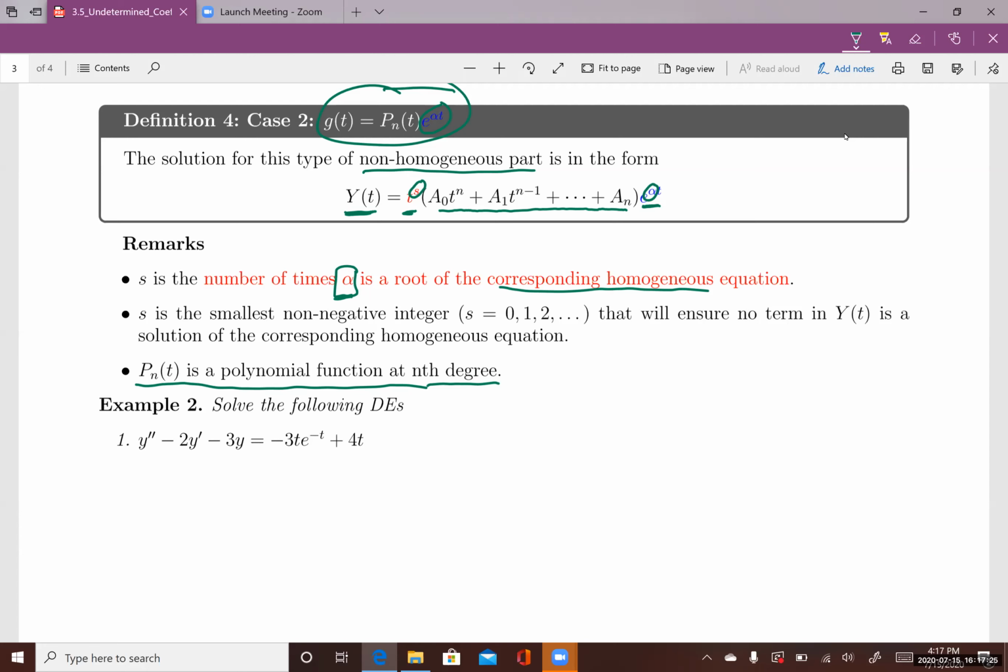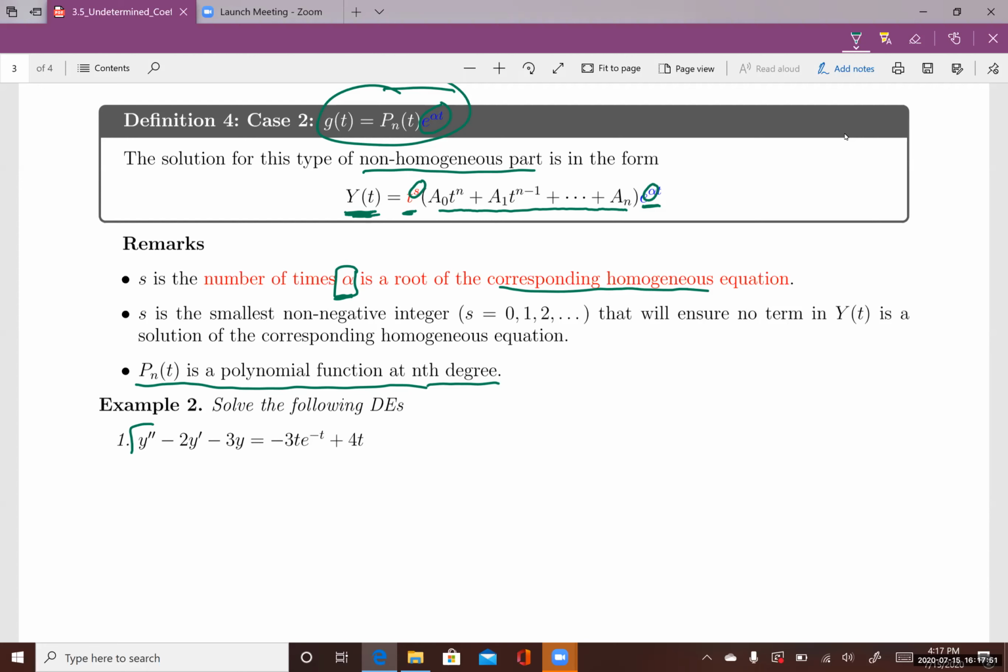All right, and the reason why we have t to the s is we want to ensure that no term in this solution is a solution to the corresponding homogeneous equation. So if it is, then we have to raise the power of t by one, okay? All right, well, let's look at an example.